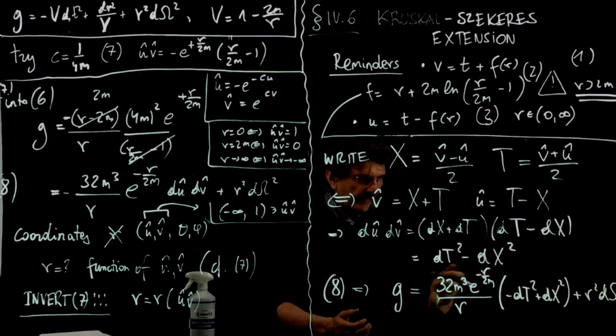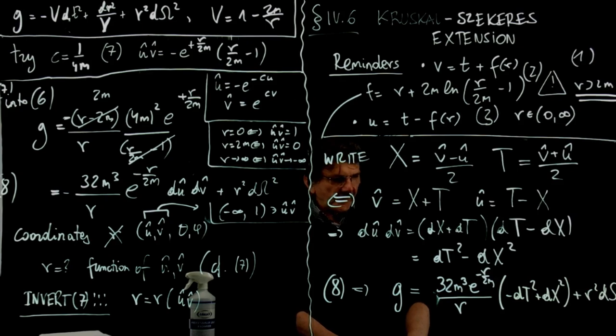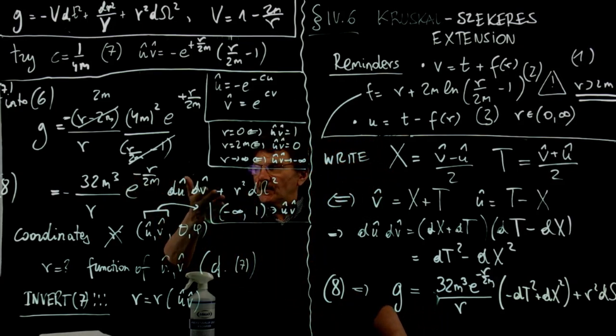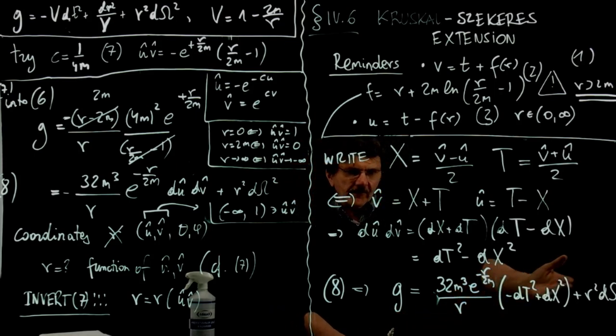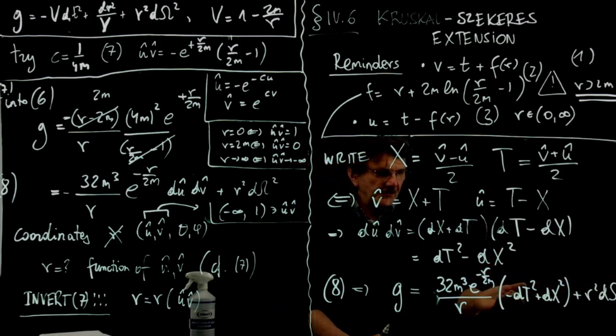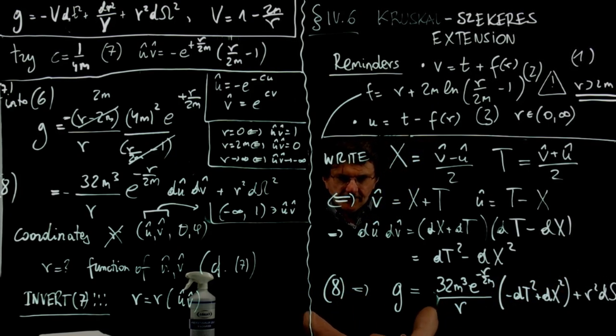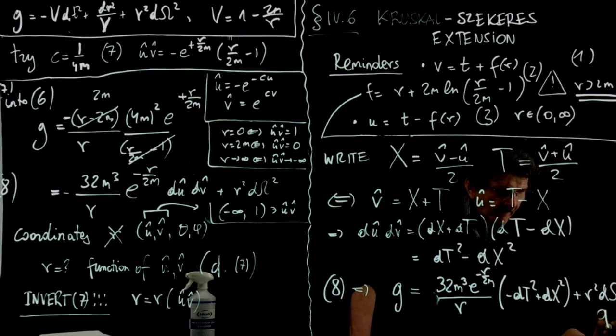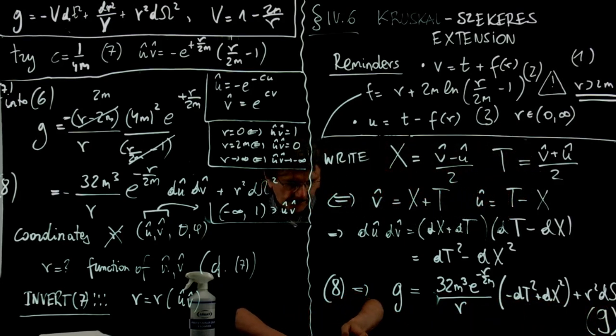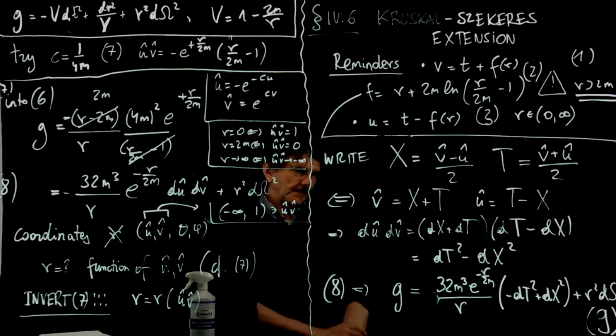And so what I have gained is that I have a metric which looks now obviously well-behaved, right? So here you could say, well, it's kind of off-diagonal. What do I know? Well, now I have a diagonal metric. The signature is certainly minus, plus, plus, plus. Everything is smooth if r is positive. And that's it, right? So this is equation 9 here. So this is the Kruskal-Szekeres extension of the Schwarzschild metric in a manifestly well-behaved form.